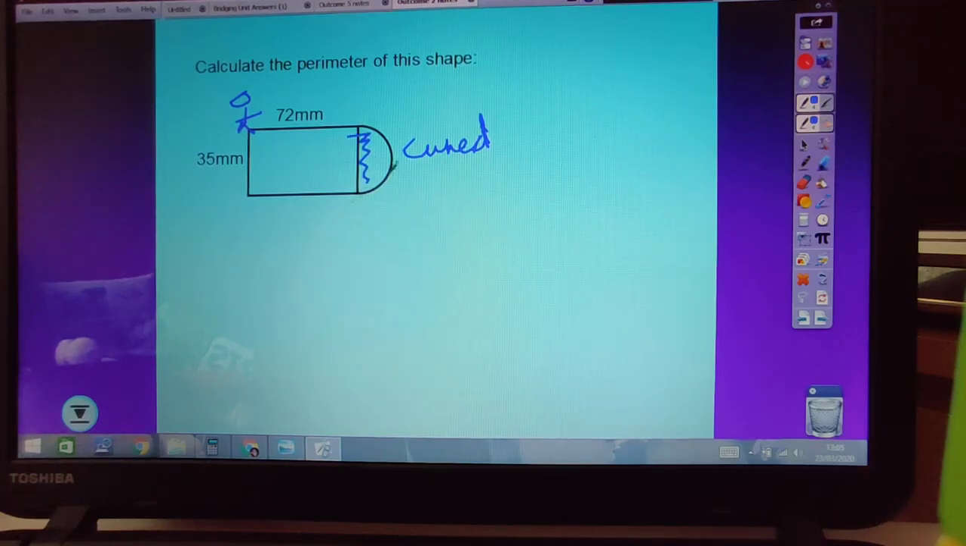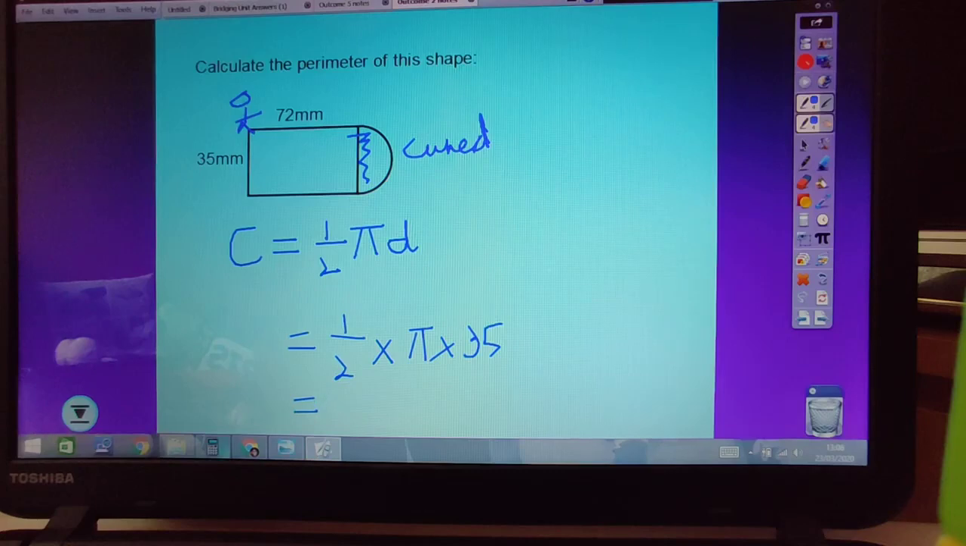So we have to work out this curved line. It's a half circle. It's circumference. If the circumference of a circle is equal to pi times diameter, for a half circle, all we need to do is add a half into the formula. So we'd have a half multiplied by pi. The diameter here is written at the left side, the 35.